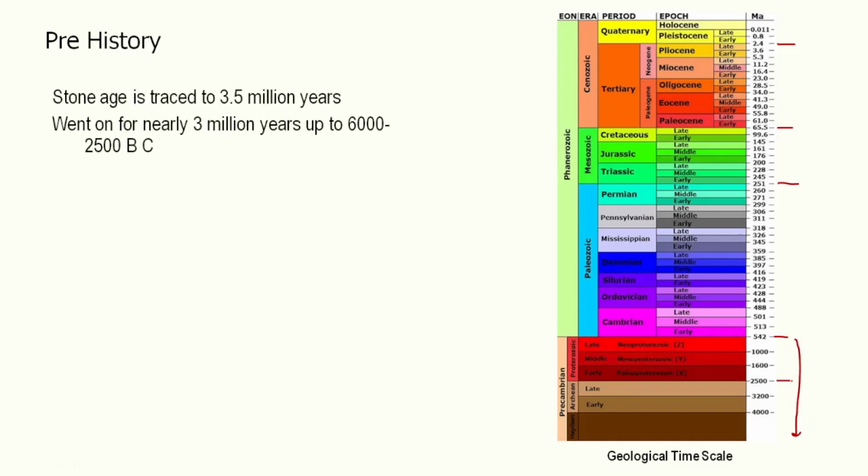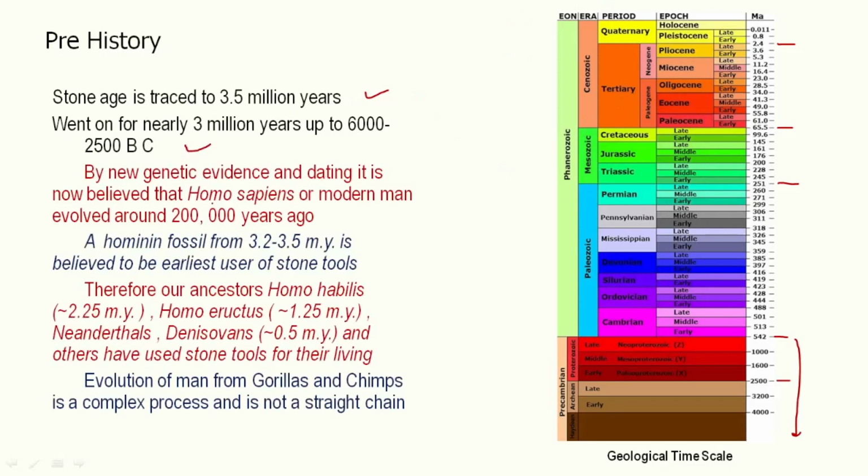It is interesting to note that the Stone Age is traced in between 3.5 million years and 2,500 years BC. In other words, the Homo sapiens, which have evolved 200,000 years ago, are not the first users of stones. A hominin fossil, which is 3.5 million years age, is believed to be earliest user of stone tools. Therefore, our ancestors, Homo habilis, Homo erectus, Neanderthals, have used stone tools actually for their living.